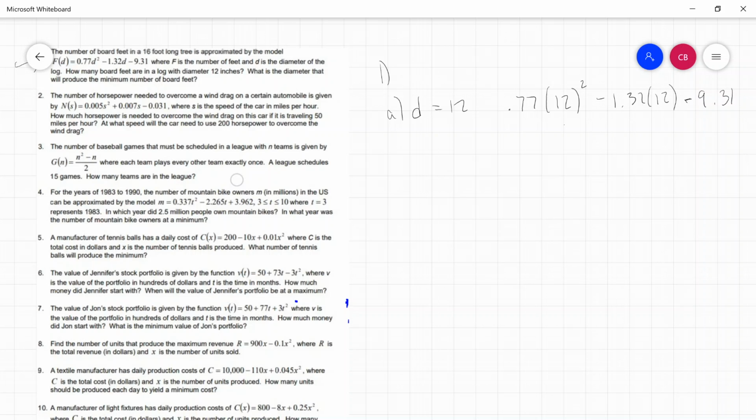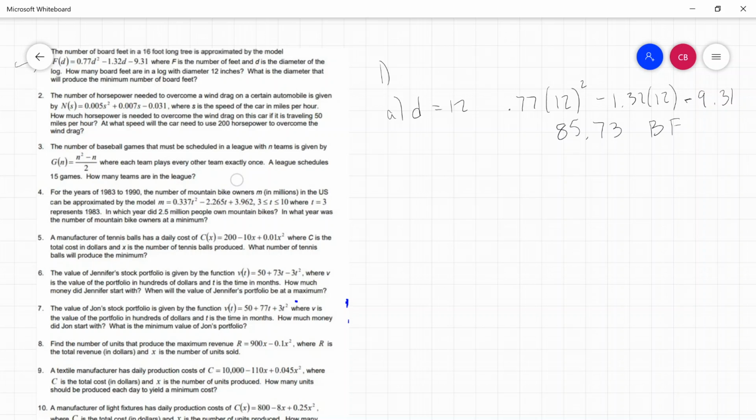And that is 85.73 board feet. Okay, I think it's just F. Yeah, it's just F. So that would be the answer for number one. Then it says, what is the diameter that will produce the minimum number of board feet?